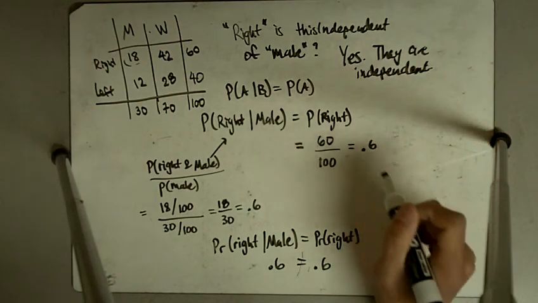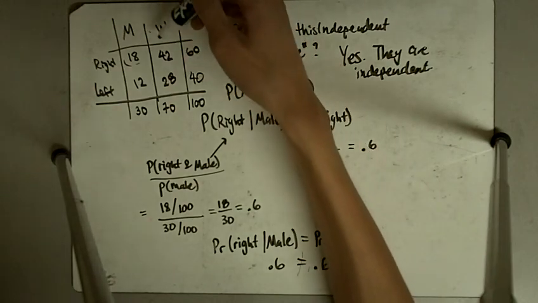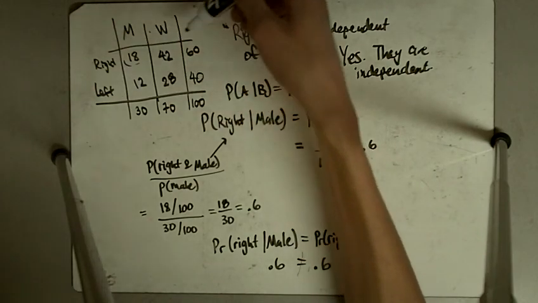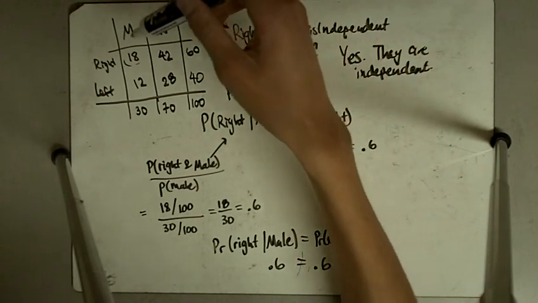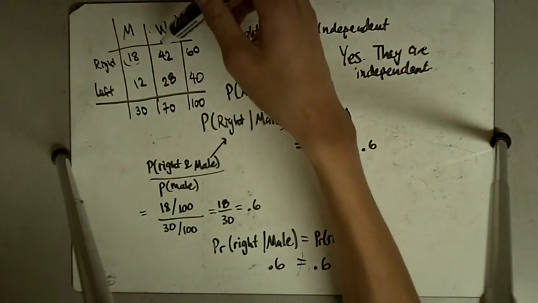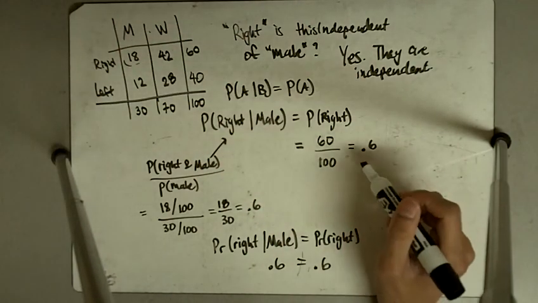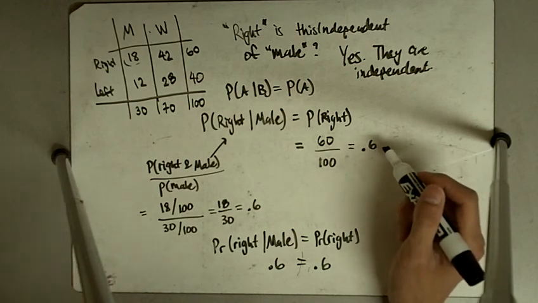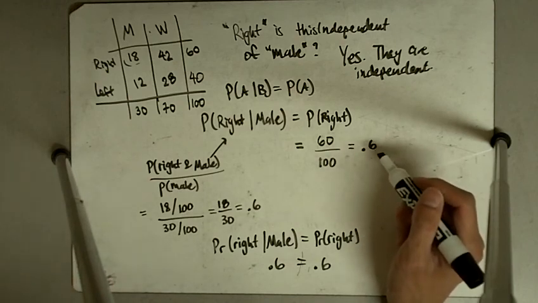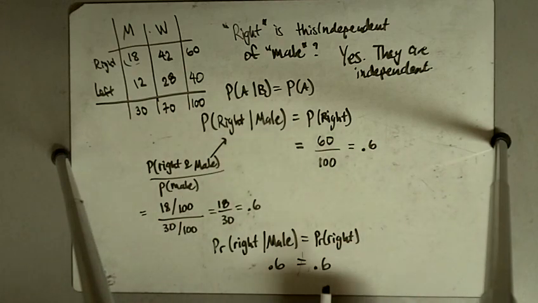Okay, and the interesting thing is that when you just have two categories, right or left, man or woman, if right and male are independent, then that means right and women are independent, male and left are independent, women and left are independent. The combinations between hand and gender are all independent. That only works when you have two categories in each group.